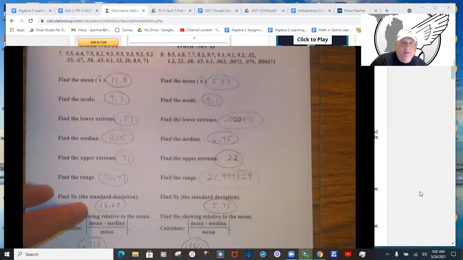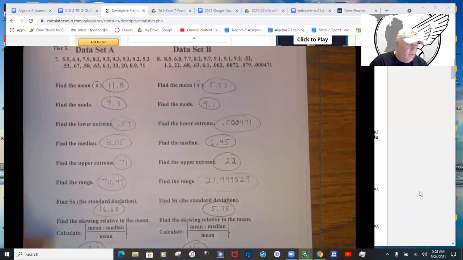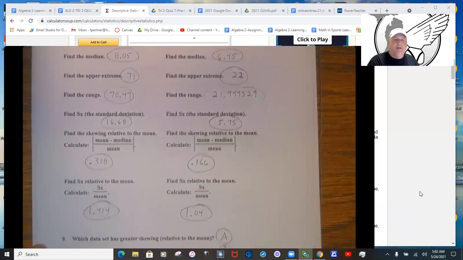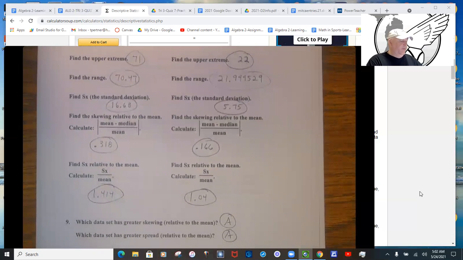Okay, and then for set B, you would enter all those values, do the calculations, and do the same thing. Okay, so these are the solutions for the third practice quiz in quiz 7 in the third trimester.